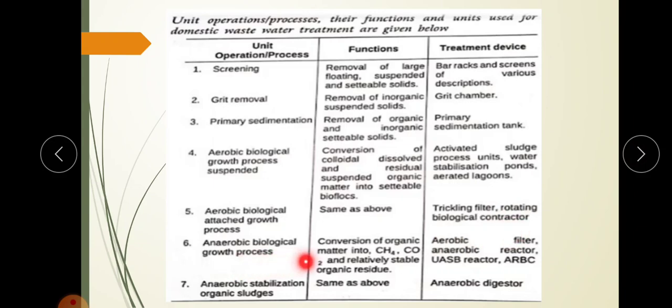Next is the anaerobic biological growth process, that is conversion of organic matter into methane, carbon dioxide and relatively stable organic residue. The treatment devices for this are the anaerobic filter, anaerobic reactor, UASB reactor, and ARBC. Another process is anaerobic stabilization of organic sludge, where the function is the same, converting the organic matter into methane, carbon dioxide, etc. For that we are using an anaerobic digester. So this is the overview of different unit operations, functions and treatment devices for domestic sewage treatment.